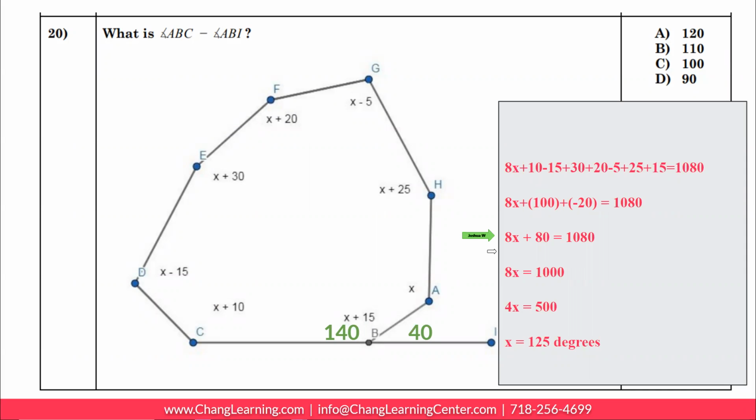100 minus 20 is 80. Subtract 80 from both sides, and 8x is 1,000. Divide both sides by 2. 4x is 500. Divide by 2 again. 2x is 250, which means divide by 2 again, x is 125.